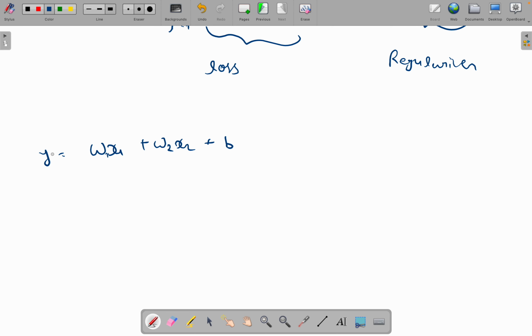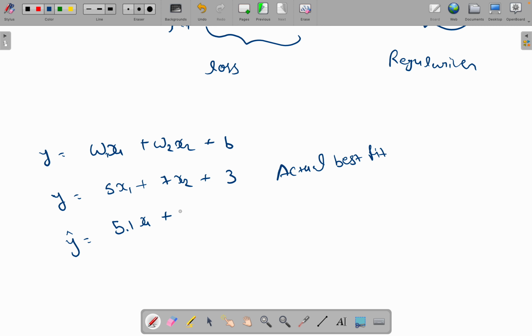Y is equal to, let's say, for example, my actual value is 5 x1 plus 7 x2 plus 3. This is my actual line. We know the best fit line, hypothetically. Now let's say I predicted one line without regularizer, then it would be like 5.1 x1 plus 7.2 x2 plus 3.1, without regularizer, I would say.